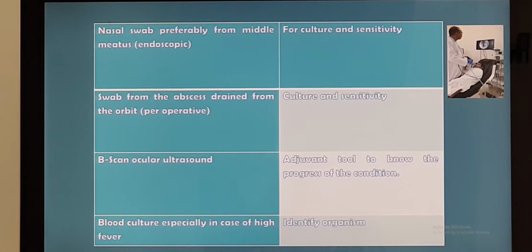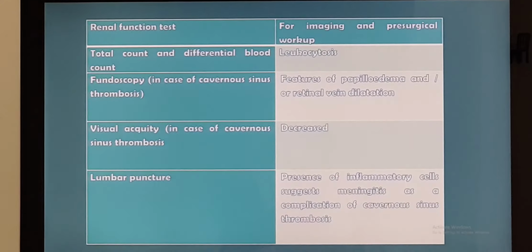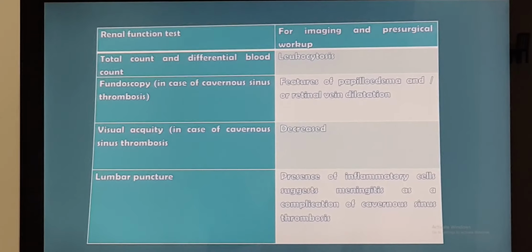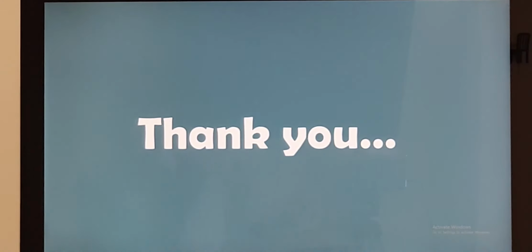Now, if the child or the patient has a high fever, we would like to do a blood culture too. And the basic blood examination being total count, differential count, C-reactive protein, procalcitonin, ESR, renal function test, and the other parameters also. About the fundoscopy, visual acuity and the ophthalmology examination, I already mentioned in part 2. So these are the main investigations which you would like to do.